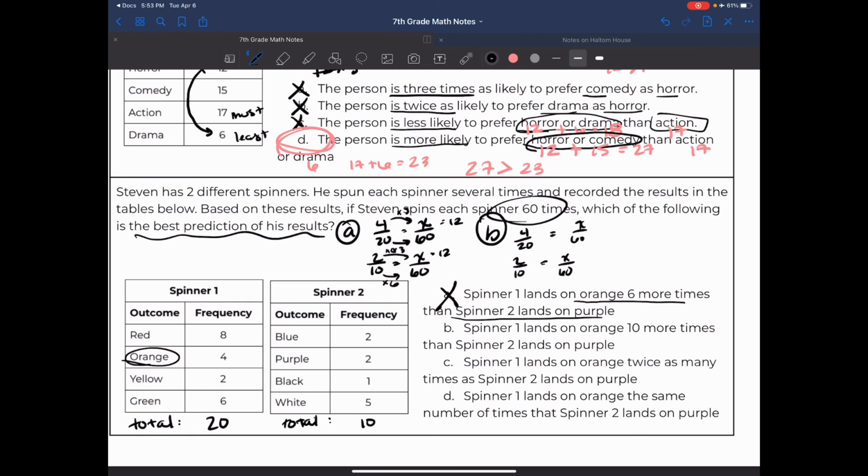So I know orange can't be spun 10 more times. That cannot be my answer choice. I would love it for you guys to go through answer choice C and answer choice D to figure out what your right answer is. Okay, so this still equals 12 and it equals 12. So it can't be B. How nifty.